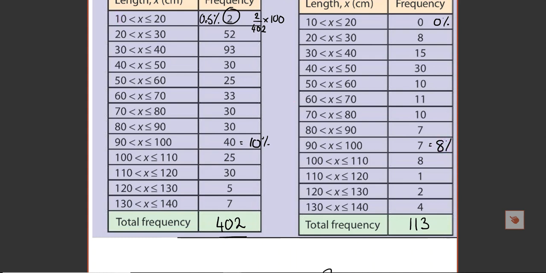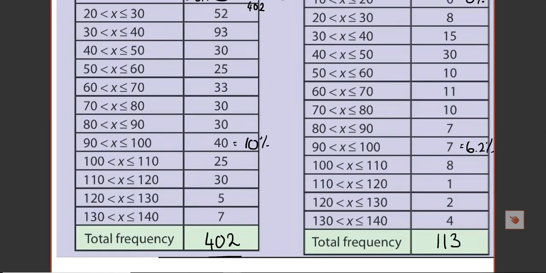Who told me 8? Which one was that? Oh, that's right. 90 to 100. 6.2. Okay. Now there's a difference there between those two numbers, yeah? Same group, 90 to 100 centimetres is 10% of the fish. This one, 90 to 100 is 6.2% of the fish. Is there a difference between those values? Yes. All right. Is that significant?